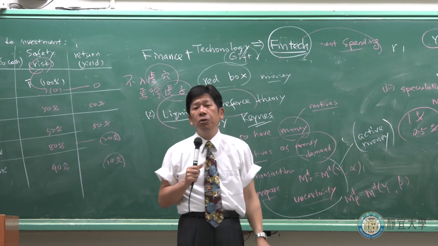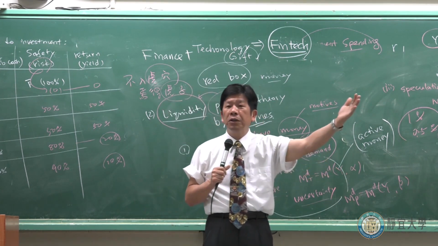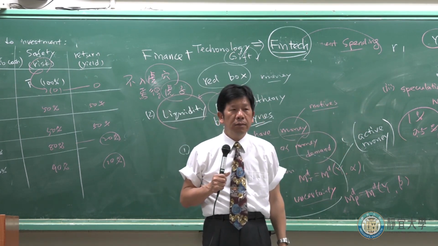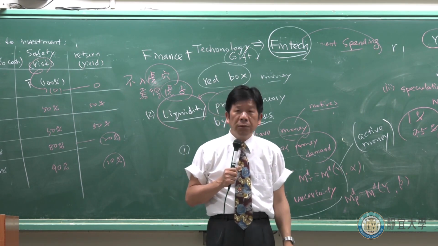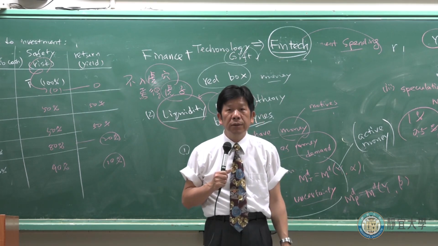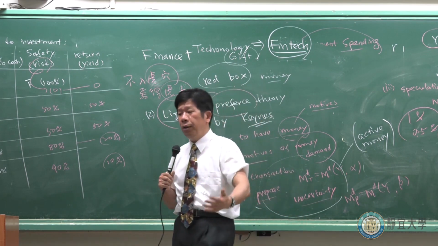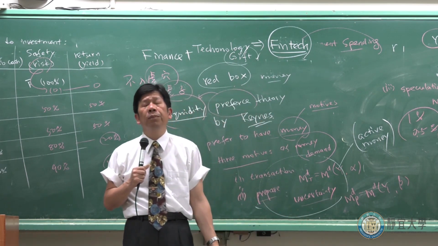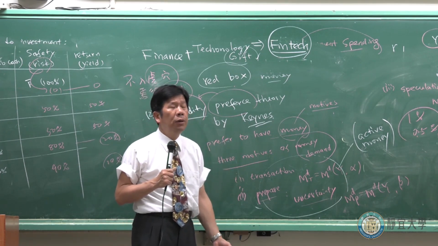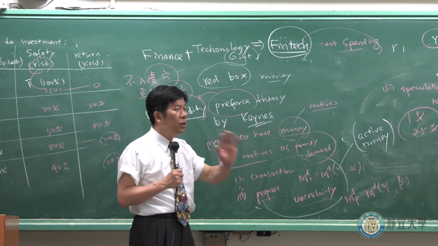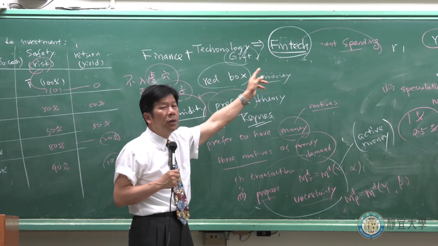So how much you use, you just use your mobile phone. You go to the restaurant or you buy anything, and then the money is taken directly from your account. So maybe you don't need to use a lot of different credit cards or debit cards. So this is what we call financial technology.